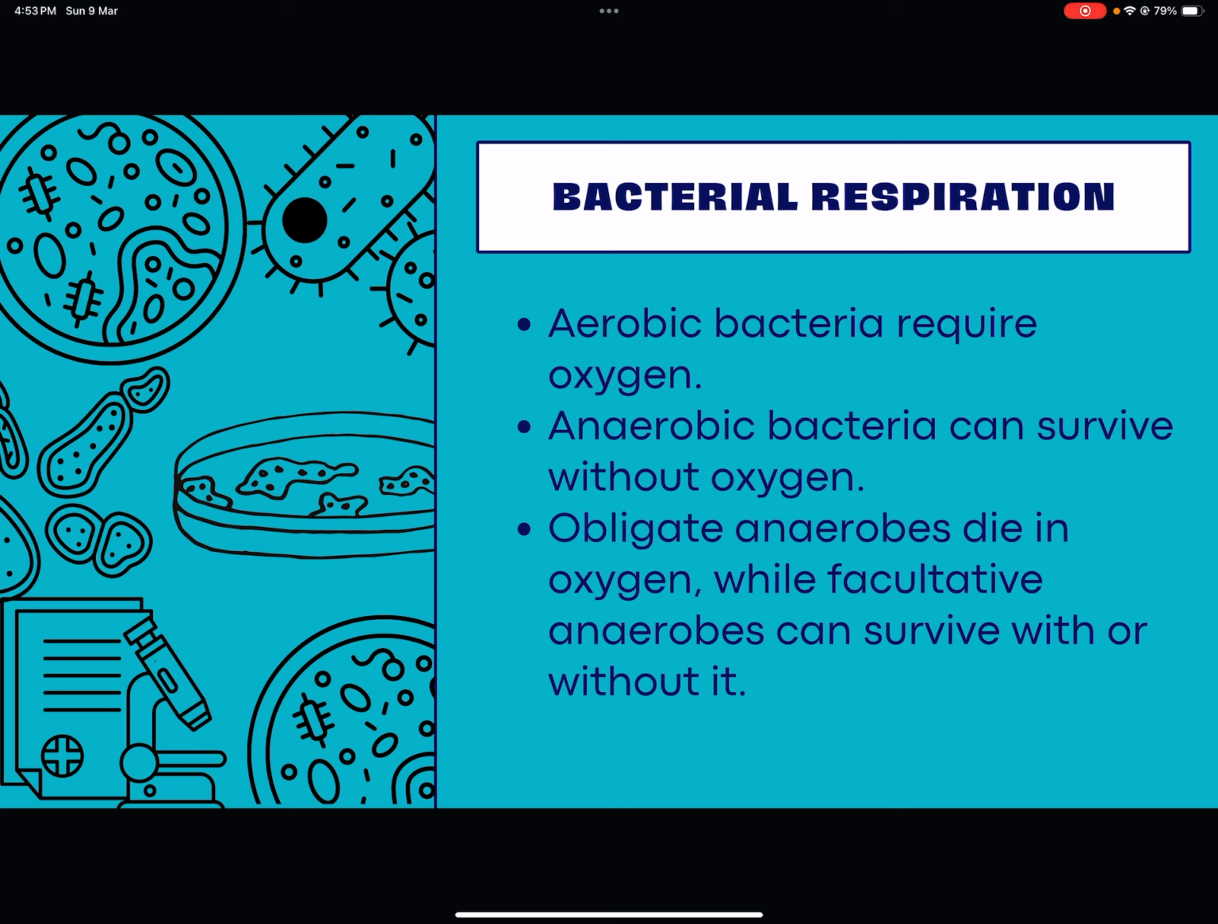Obligate anaerobes, from the word obligate, that means they must live in an environment free of oxygen. If there's oxygen in that environment, they will die. However, facultative, that means they can alternate. So, for example, if they're in an environment and there is oxygen, they can use the oxygen for respiration. However, if oxygen is not available, they can still perform respiration without oxygen. That's what we call facultative anaerobic.